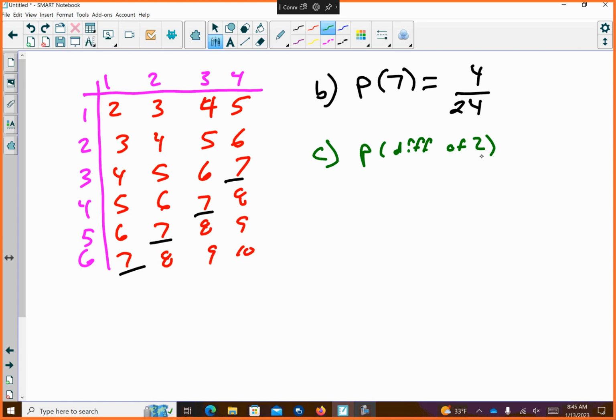Difference of 2. Help me out. Let's see. I guess I could go 3 minus 1 and get 2. I could go 4 minus 2. It says there are 6 outcomes. Help me out here. 3 minus 1 is 2. Only a difference of 2.